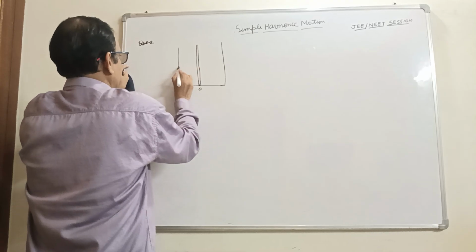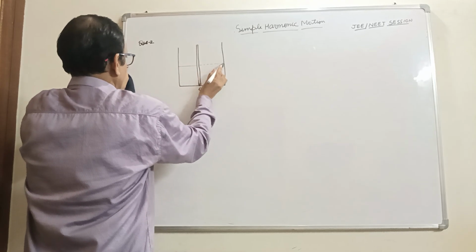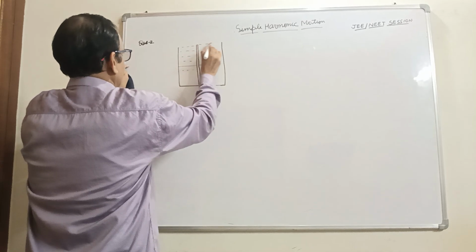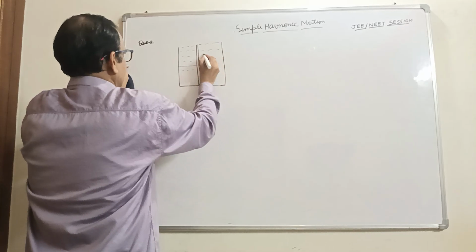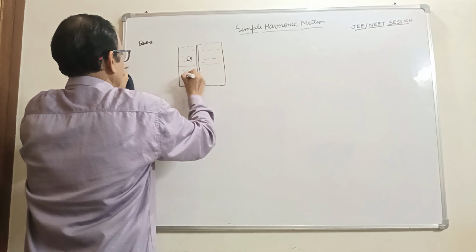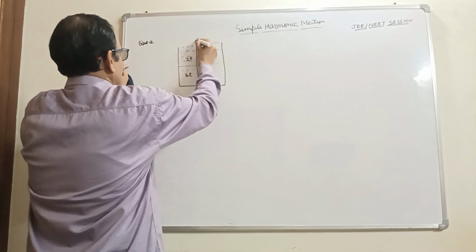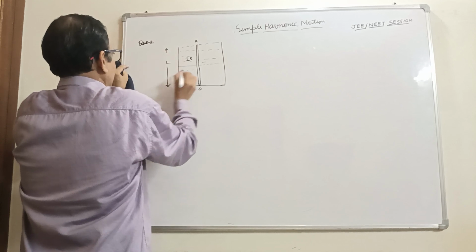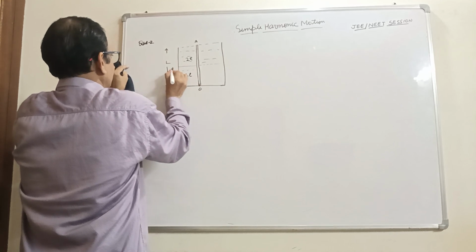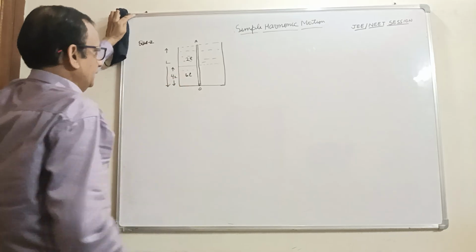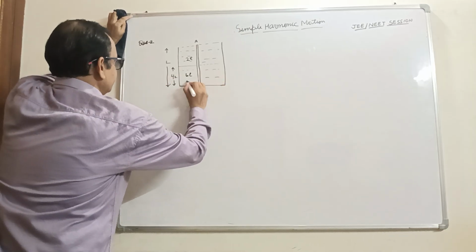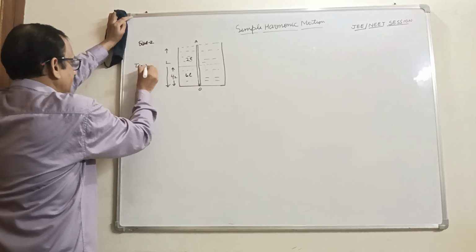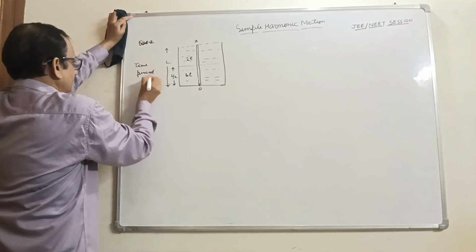Suppose this is point O, and half the portion of the rod is submerged in one liquid, and the other half is submerged in another liquid. The density of this liquid is 2 rho, and this liquid is 6 rho. A is the area of cross section, L is the length of the rod, this length is L by 2, and the upper length is also L by 2. So we have to find the time period of the rod.